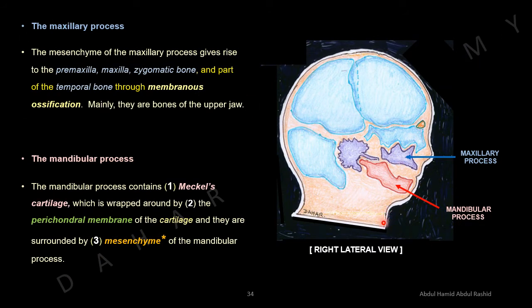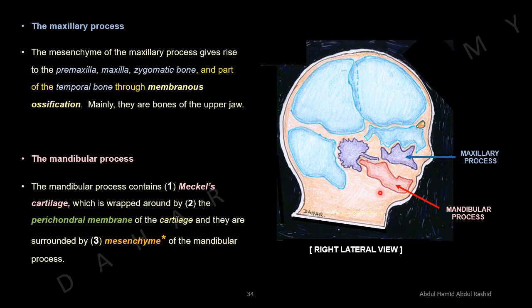This is the right lateral view of the embryo. This is the maxillary process and this is the mandibular process. The mesenchyme of the maxillary process gives rise to the premaxilla, maxilla, zygomatic bone and part of the temporal bone through membranous ossification. All are bones of the upper jaw.